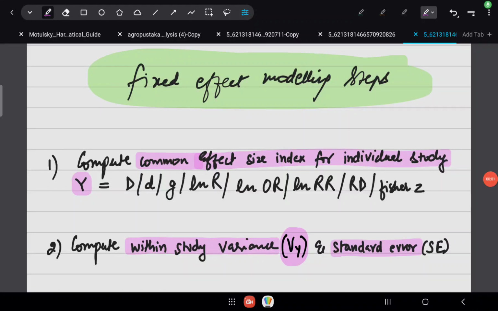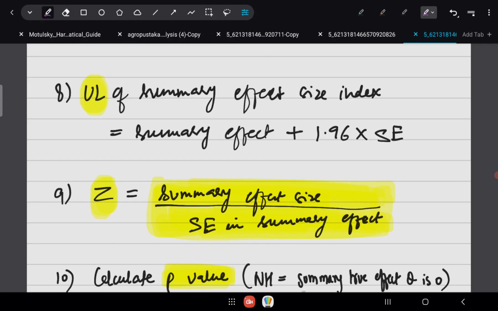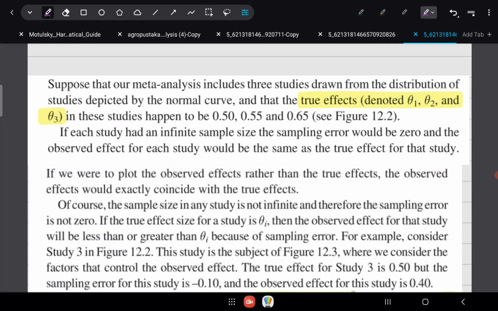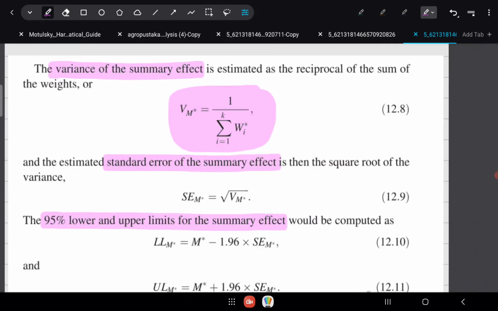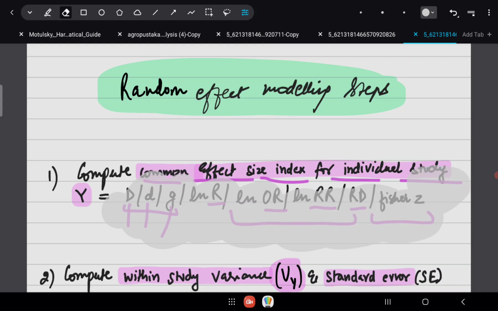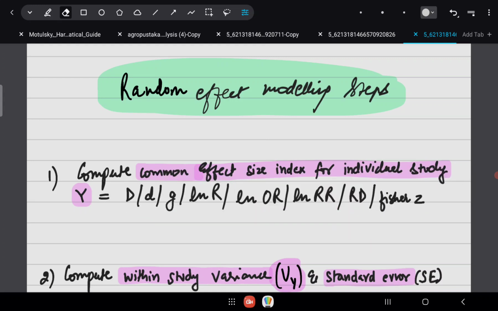Hello everyone, in this discussion we'll talk about how to compute the summary effect using random effect modeling, and we'll discuss three worked examples. One example will be a meta-analysis using studies which report continuous data, one will be using studies which report binary data, and one will be using studies that report correlation coefficients, and we'll be computing the summary effect as well as the p-values for testing the null hypothesis using random effect modeling.